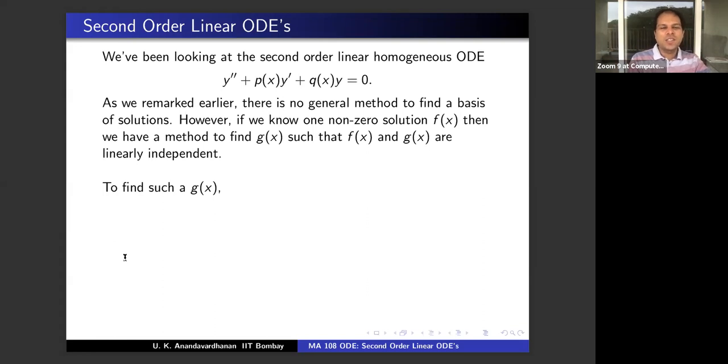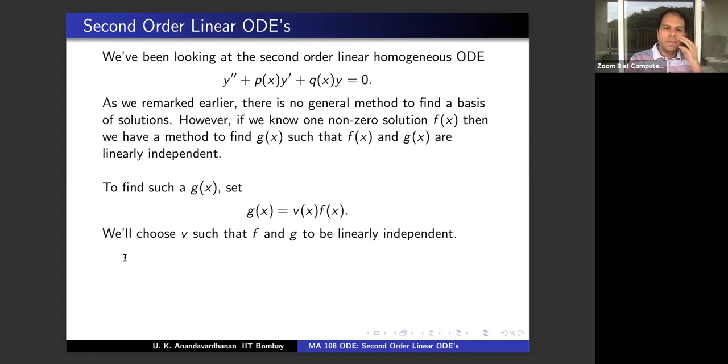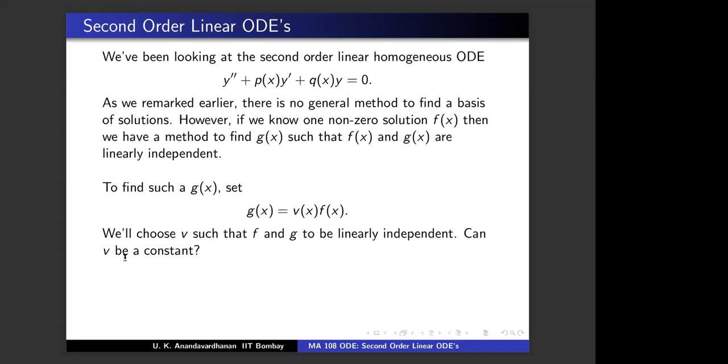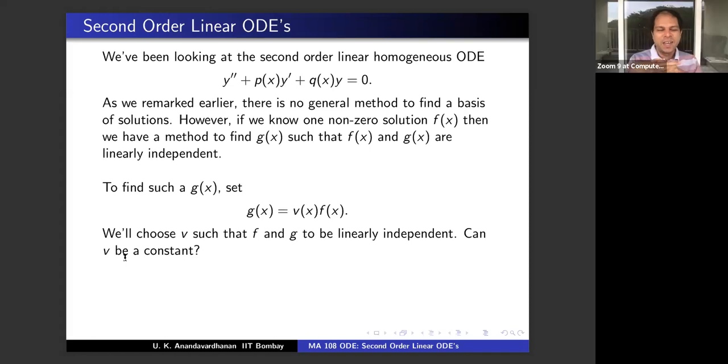Okay, so to find such a g(x), we are going to experiment. Suppose there is a g(x) of this form, a function times f(x), v(x) times f(x), and now we will choose a v such that f and g are linearly independent. We are just experimenting, and this experiment is going to work nicely. So first of all, can v(x) be a constant? No. Why? Because you would like it to be linearly independent, so it cannot be a scalar multiple. So v cannot be a constant.